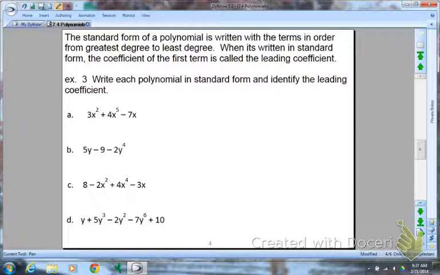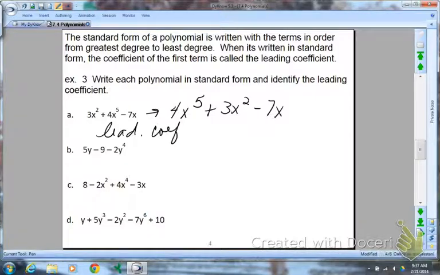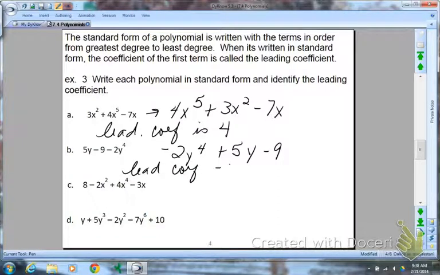We would rewrite this, what would be first? 4x to the 5th plus 3x squared minus 7x. There it is from the greatest degree to the least. And what would the leading coefficient be? The leading coefficient is 4. Example B, we're going to rewrite this as negative 2y to the 4th plus 5y minus 9. And the leading coefficient would be what? Negative 2.